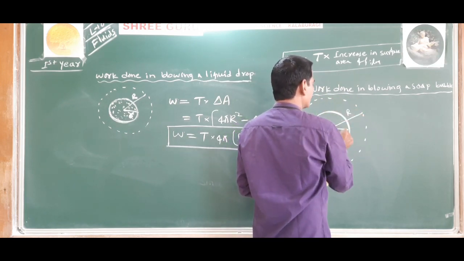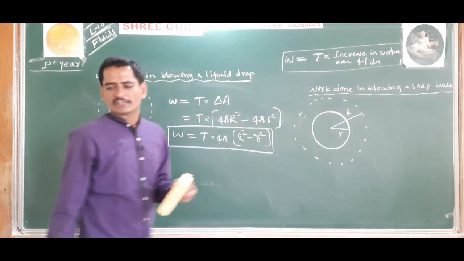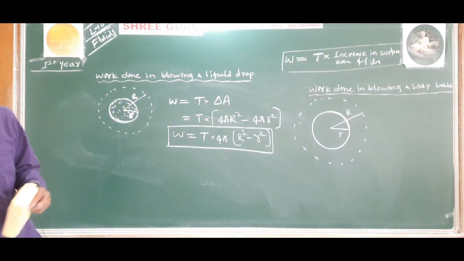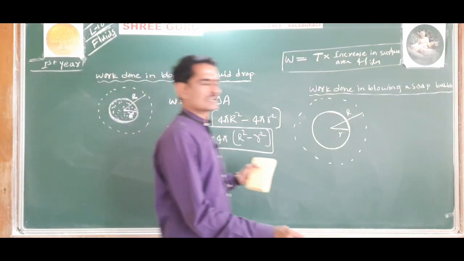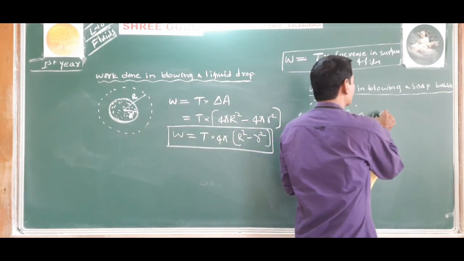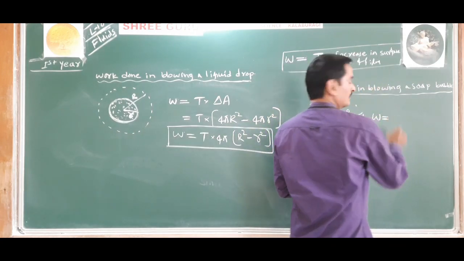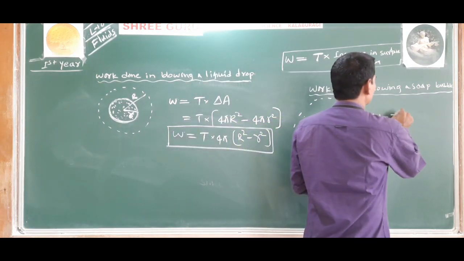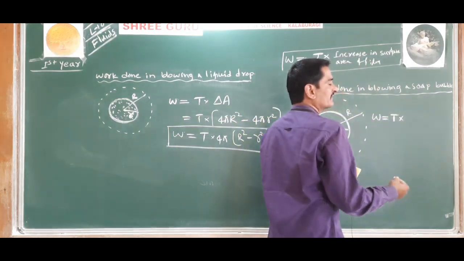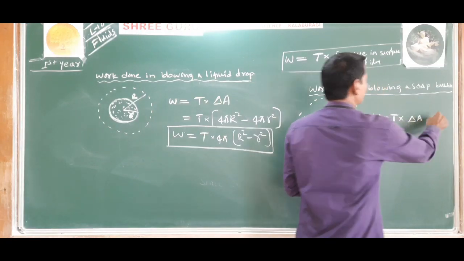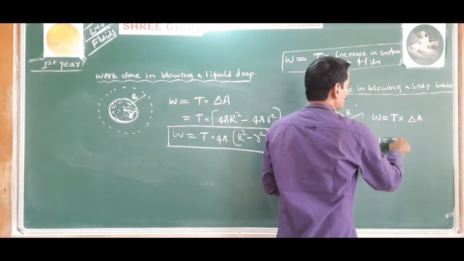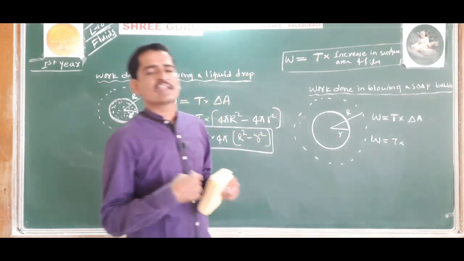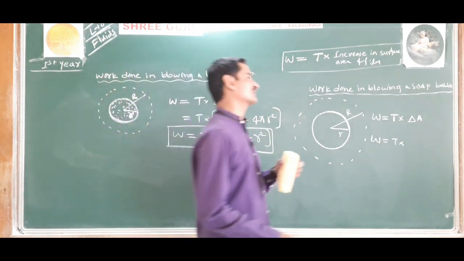Let capital R and small r be the final radius and initial radius of the soap bubble. Then the work done in blowing the soap bubble is given by work done equal to surface tension into increase in surface area, delta A. That is, W is equal to T into the increase in surface area, final surface area minus initial surface area.